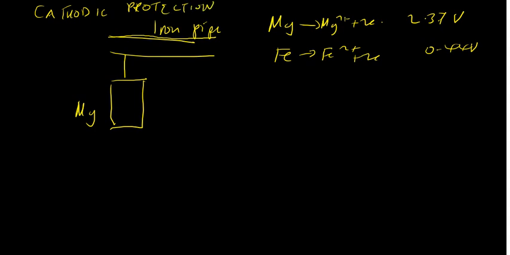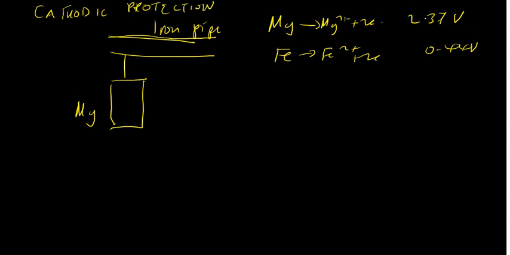So what really happens in here? An active metal such as magnesium, as we can see, magnesium is active. That is because its oxidation reaction has a higher cell potential than the oxidation reaction for iron. So it is an active metal. So you use an active metal and then you connect it to the steel. This is a steel pipe.